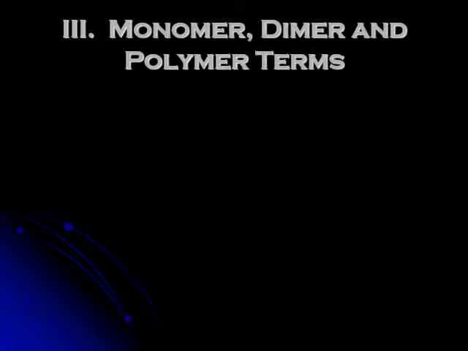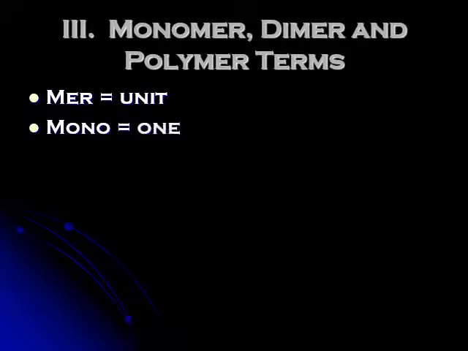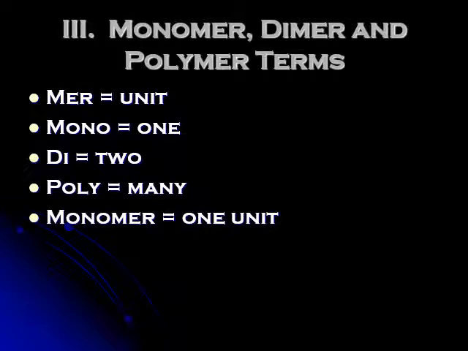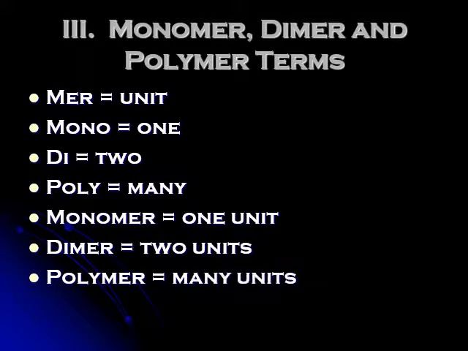So we'll take a look now at what we saw in the lab with the monomers, dimers, and polymers. So here we go. This should look familiar to you. A mer is a unit, so just a unit. And mono means one, di means two, and poly means many. So when you combine these together, you're going to have a monomer, which is a single unit, one unit. Dimer is two units. And polymer, of course, is going to mean many units.